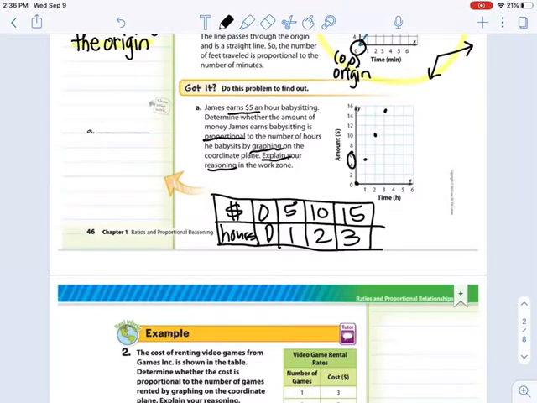When you're graphing, I want you to use a ruler, because if not, your graphs may appear to not be straight when they really are. So it's hard for me to use a ruler on my iPad right here. So your graph would look something like this, okay?